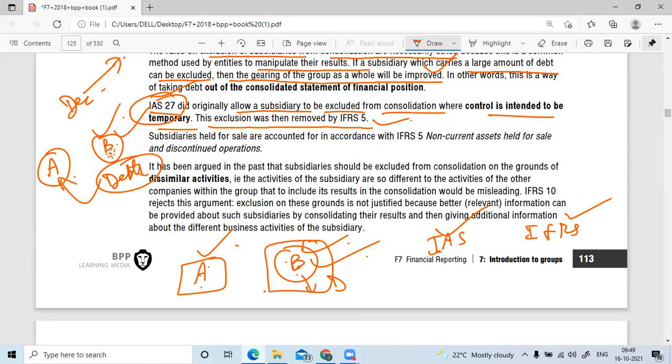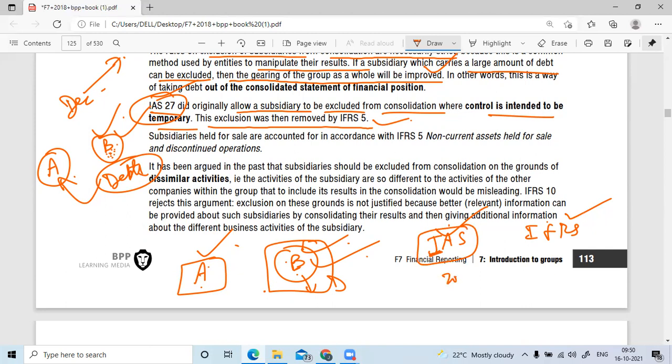IAS tells about the accounting standards, whereas IFRS tells about the financial reports. What is the difference between accounting and reporting then? Reporting gives the whole performance of the entity. In accounting we'll be doing the journals, ledgers and all, and in reporting we'll be putting all those transactions or items into reports and showing them.